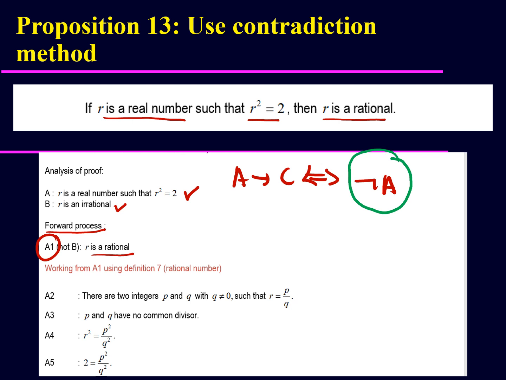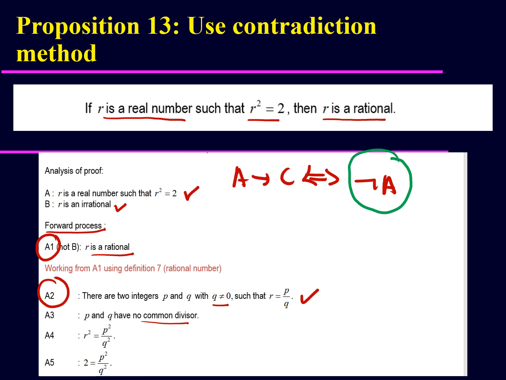Working from A1, we use the definition of a rational number, Definition 7, in A2. So here we have this statement: there are two integers P and Q with Q not equal to 0 such that R is P over Q. Next we need to discuss what P and Q are. P and Q are integers, and P and Q have no common divisor. This is still in Definition 7, which is about rational numbers.